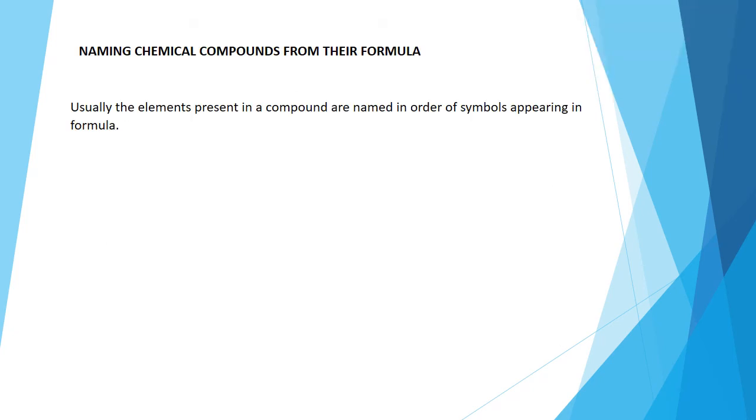Naming chemical compounds from their formula. Usually, the elements present in a compound are named in order of symbols appearing in the formula. Some rules are applied in the naming of compounds. We can see all the rules one by one.